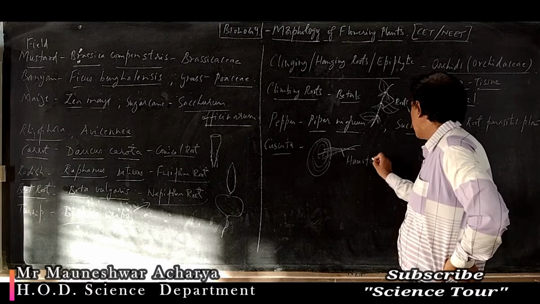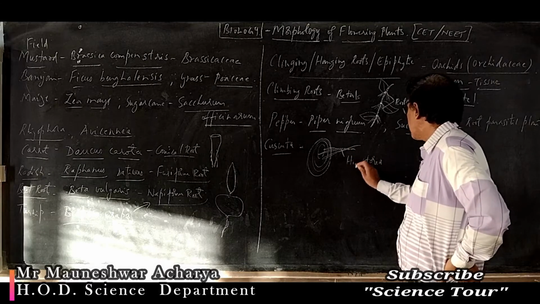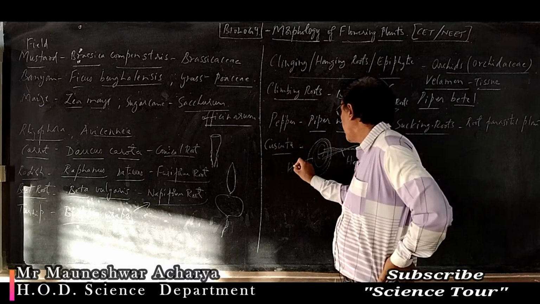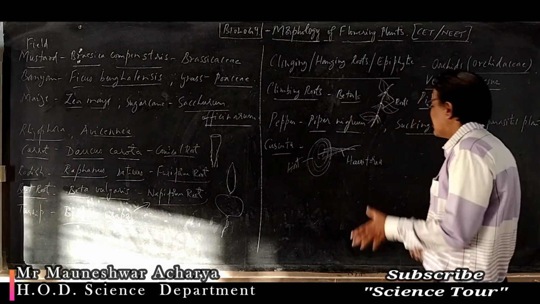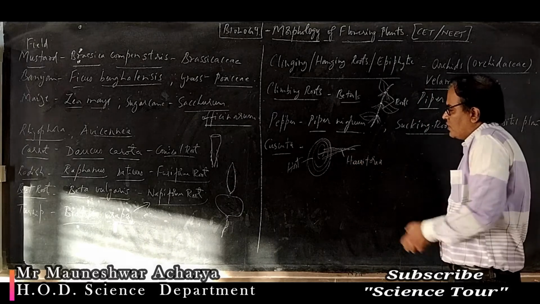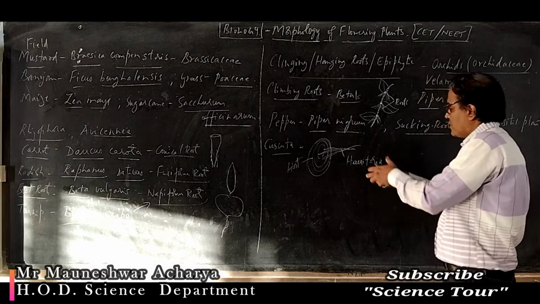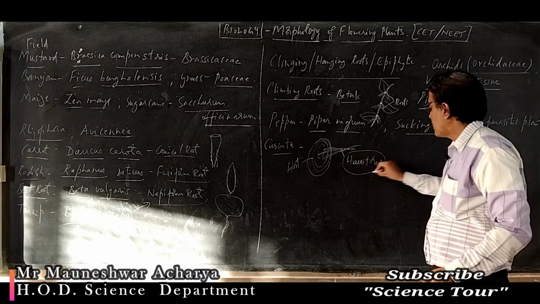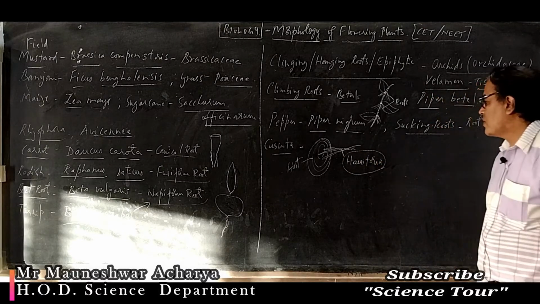So they withdraw this haustoria into the host plant, and they suck the nutrition, water, minerals, food, with the root-like structure. They are called haustoria.